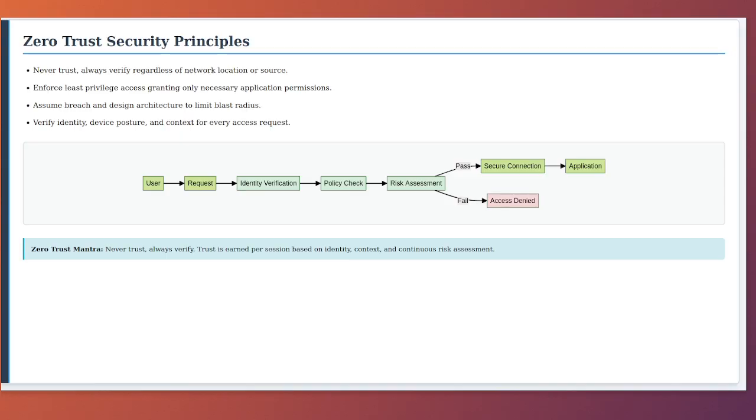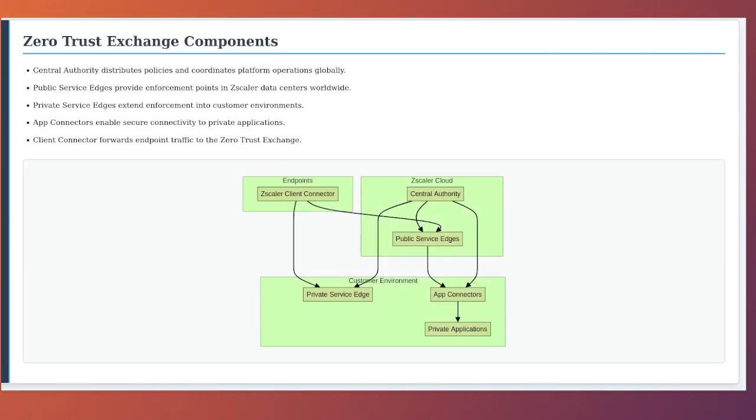The diagram illustrates how these principles work together in a zero-trust flow. When a user makes a request, it must first pass through identity verification where the user and device identity are confirmed. Then policy check evaluates whether this user should have access to the requested resource based on defined policies. Risk assessment examines the context of the request including device posture and location. Only after passing all these checks is a secure connection established directly to the application, without placing the user on the LAN. Zero Trust Exchange Core Components.